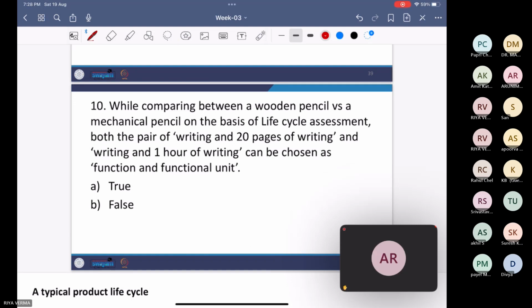While comparing a wooden pencil versus a mechanical pencil on the basis of life cycle assessment, both a pair of writing and 20 pages of writing and 1 hour of writing can be chosen as a function and functional units. One is a function and one is a functional unit. The function is writing, which is the same in both cases. And the functional unit is different. First is 20 pages of writing and next is 1 hour of writing. So can we take both as the functional units?